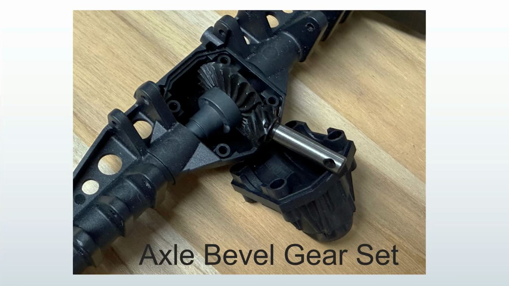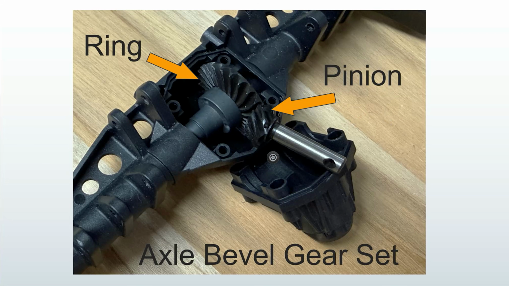Next, you have 2 gears at each axle. These are bevel gears because they are 90 degrees to each other. This assembly might be called the differential, the pumpkin, the locker, etc. The bigger one is called the ring gear. The smaller one is called the pinion, and this is the one that's connected to your drive shaft.